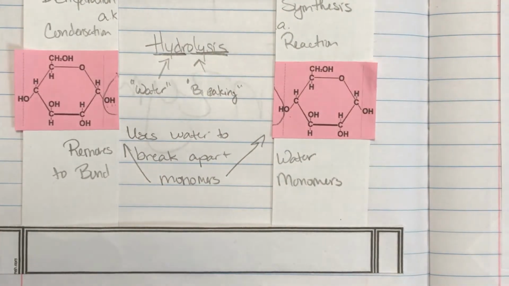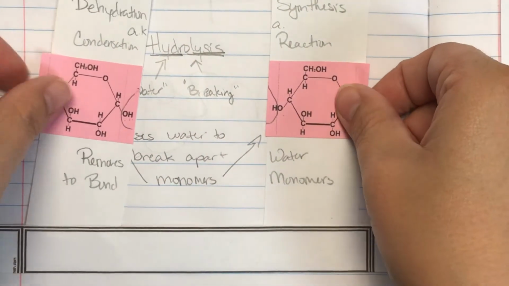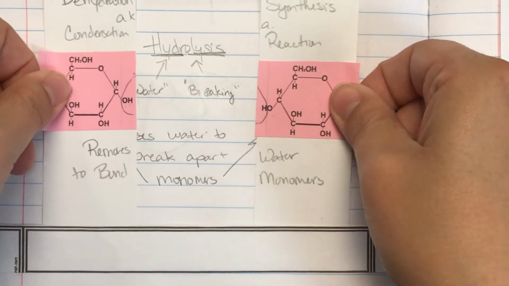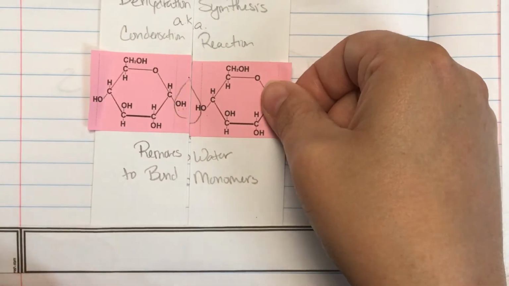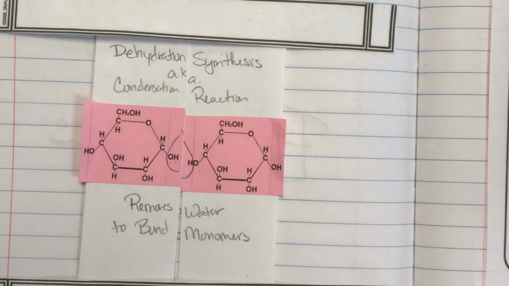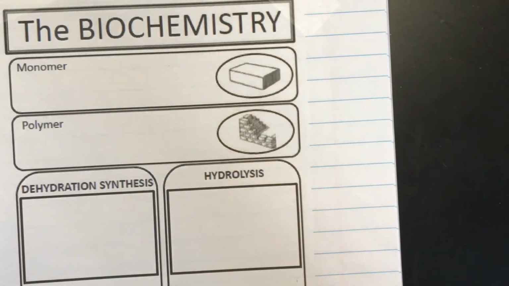We're going to take a few more detailed notes on it, but I wanted to show you how to do the slider. So if they're apart, we want to break them apart, but you do hydrolysis. If we want to bond them together, we do dehydration synthesis. Pretty neato, huh? All right, on to a few notes. So the biochemistry.